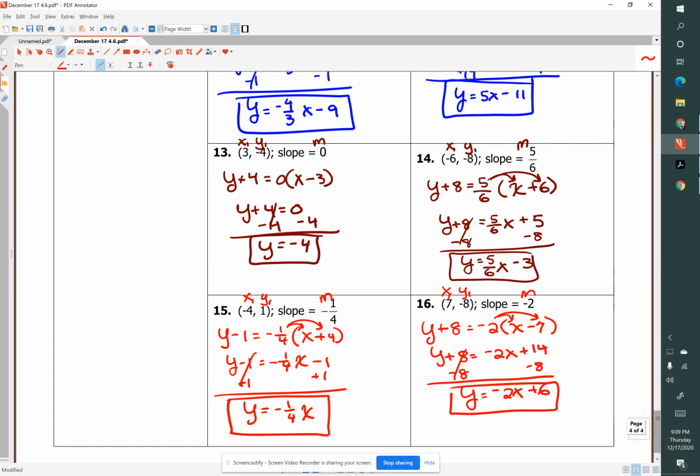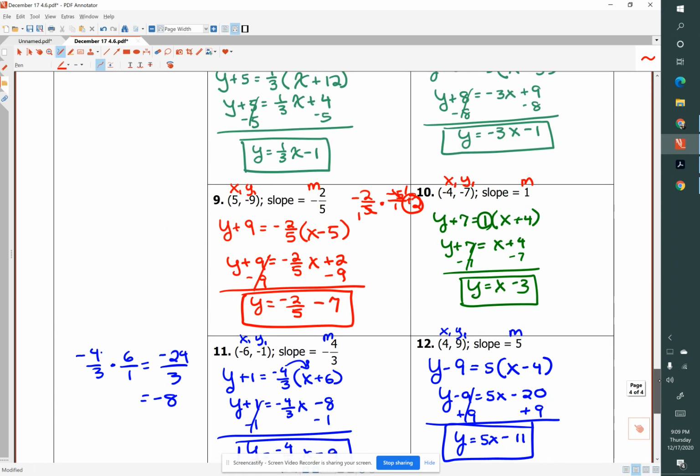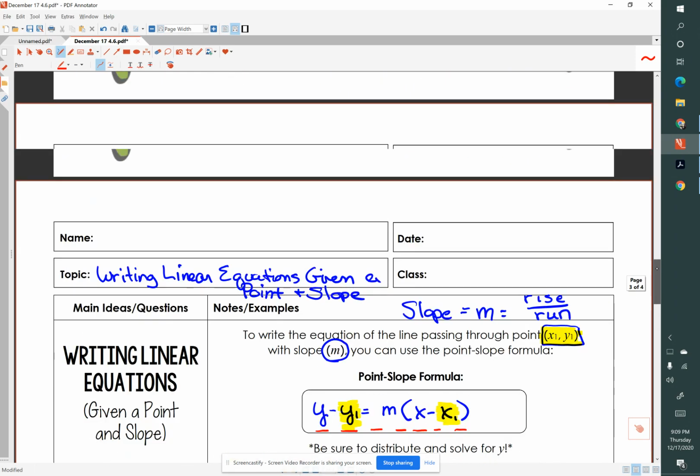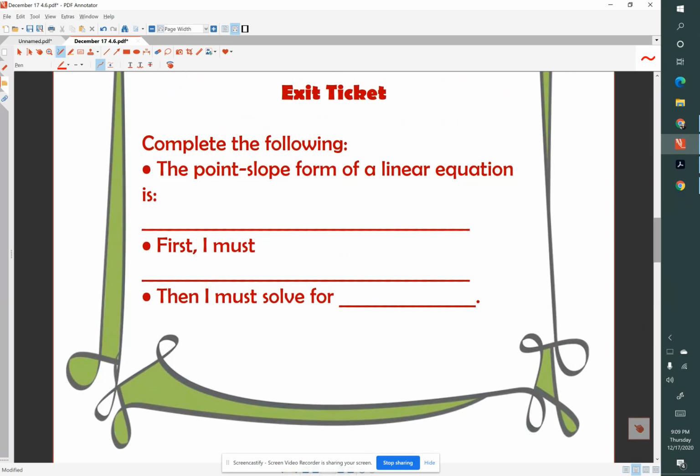So for homework, you have a page of those. 1 page, 10 problems. It shouldn't take you too long. I know you're Christmas shopping, so let's complete our exit ticket.